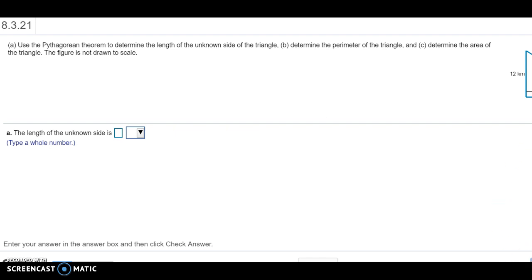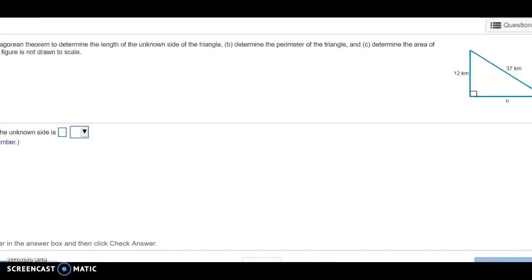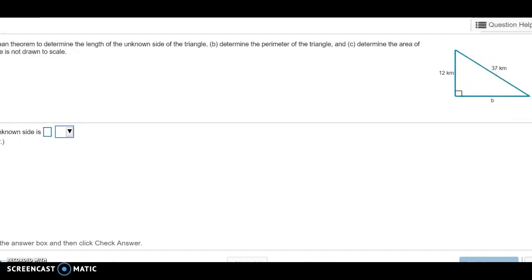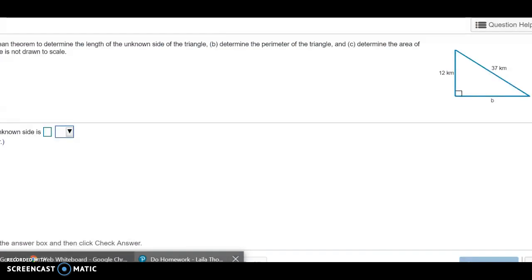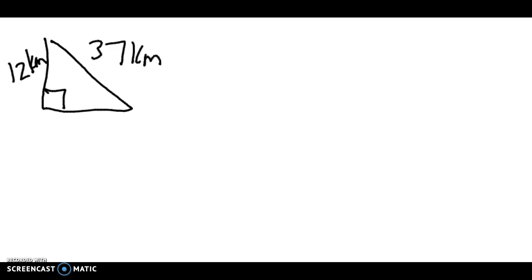This one says we want to use the Pythagorean theorem to find the length of the unknown side and then find the perimeter and area of the triangle. And here is the actual drawing that's provided by your textbook. Okay, again, I'm going to recreate this on our whiteboard. We had our right triangle that had a leg of 12 kilometers and a hypotenuse of 37 kilometers.